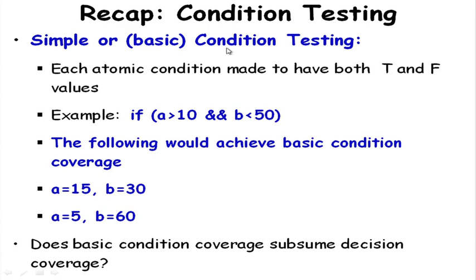And this basic condition testing requires us to have test cases that will have these atomic expressions evaluating to true and false individually. For example, let us say we have A is equal to 15 and B is equal to 30. So, A is equal to 15 will set the first atomic condition to be true, and the second one, 30 less than 50, will also be true. So, this will become true, and in the second test case, A is equal to 5, so this will be false, and B is 60, 60 less than 50 will be false.